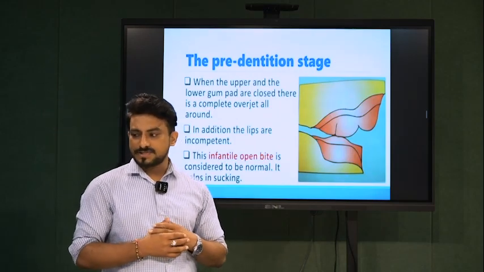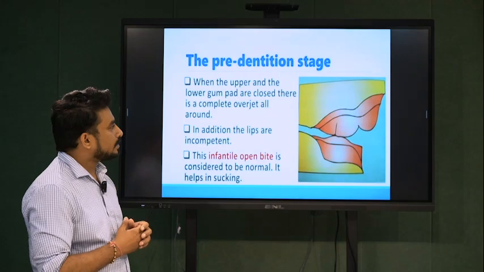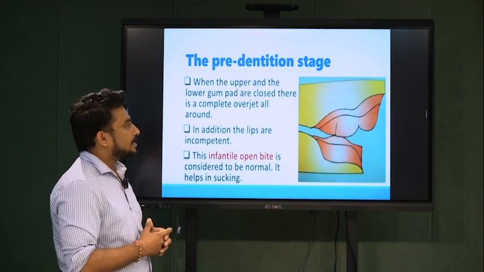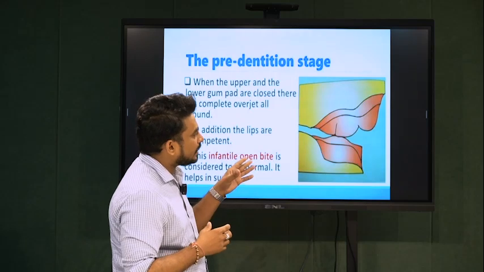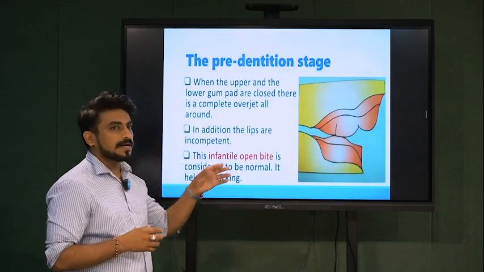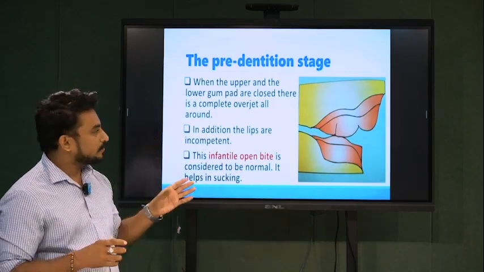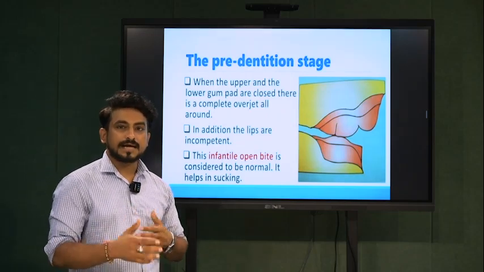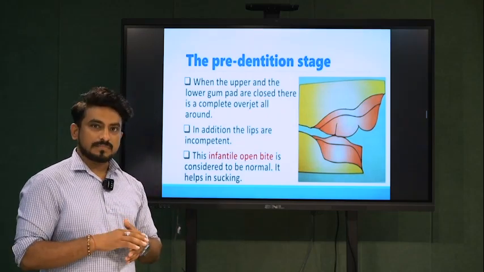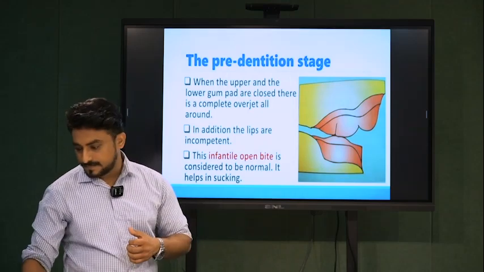Here is the pre-dentition stage. Mostly this stage is self-correcting, and this one is an infantile open bite, because the upper and lower gum pads are attached in the posterior molar region while the anterior is open. This condition is an infantile open bite. This is normal and helpful for suckling.